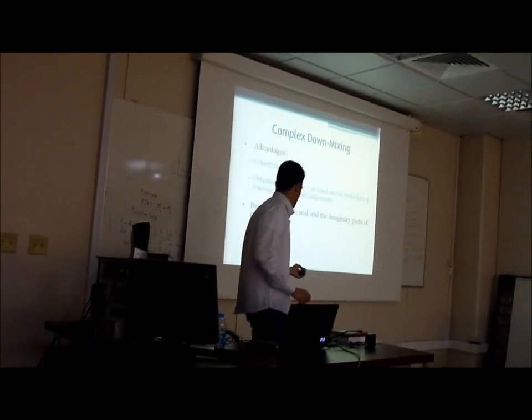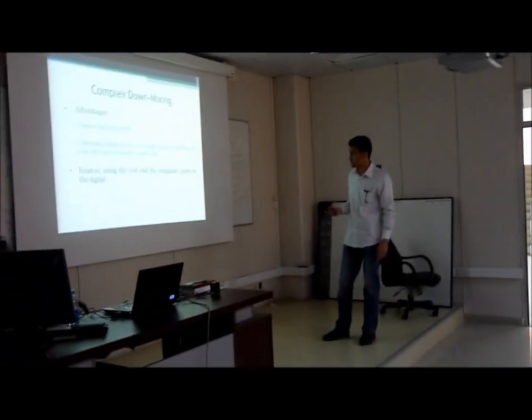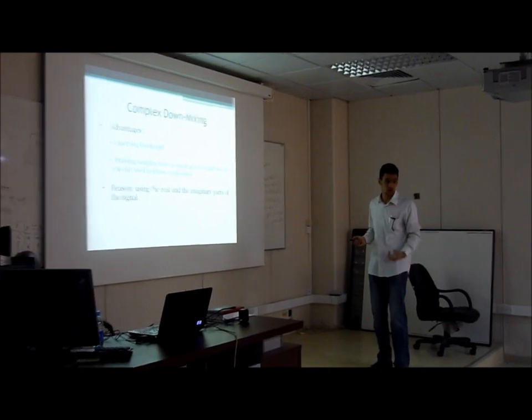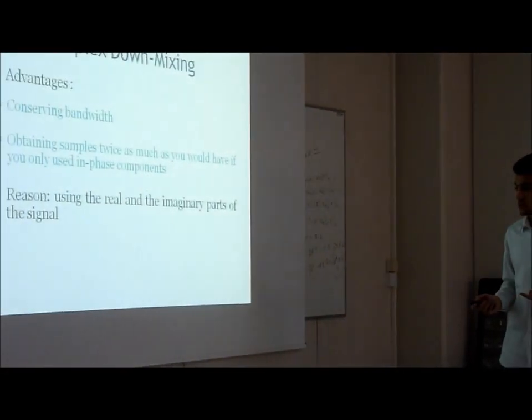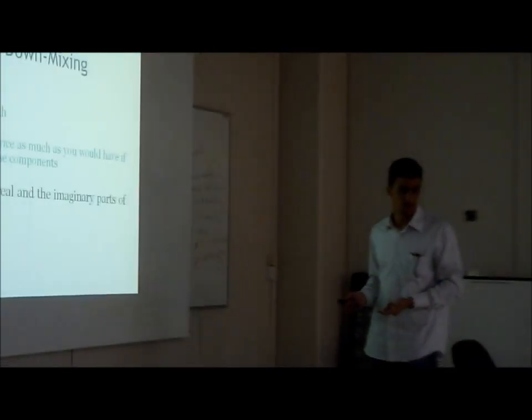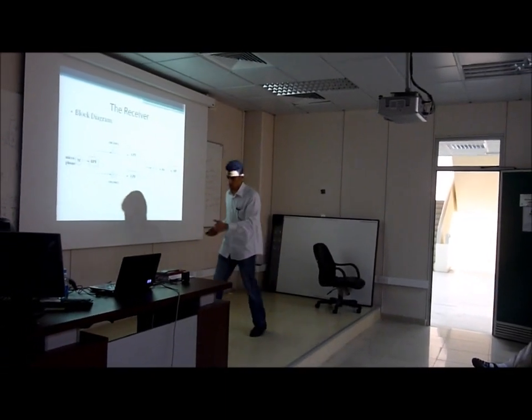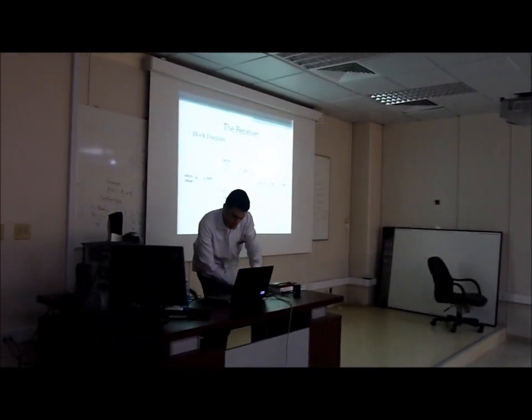Complex down mixing is used for many advantages, like conserving bandwidth, by sending samples twice as much as you would have taken if you only used in-phase components. This happens because you're using the real and the imaginary part of the signal. If we go again to MATLAB and see how this works.